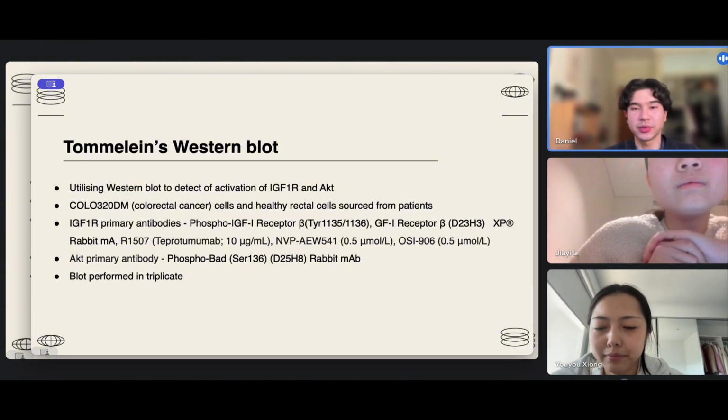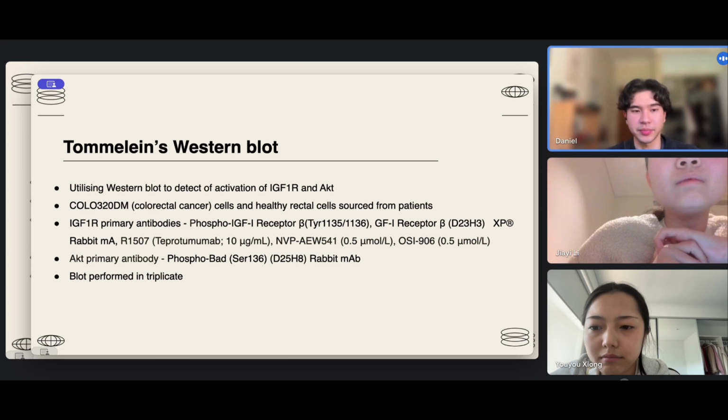Tomalin et al. used Western blot to detect the activation of insulin-like growth factor 1 receptor and the downstream mediator AKT. Expression of IGF-1R has been previously related to radioresistance and thus chosen as the predictive factor for radiotherapy outcomes.